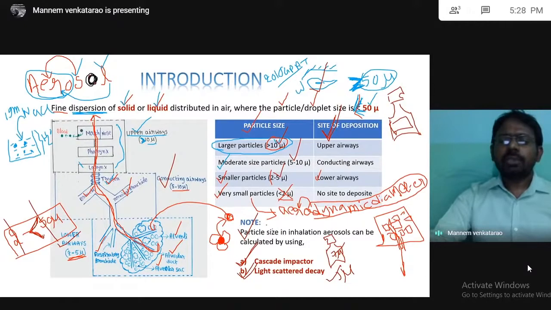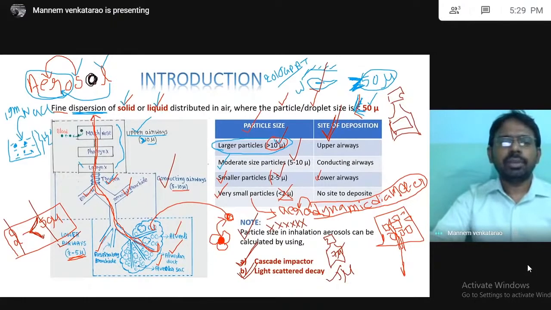This was asked three times in previous GATE papers: which of the following instruments is used to measure particle size in inhalation aerosol? The cascade impactor and light scattering decay. Sir, how could you say whether the particle size is greater than 10 micron, 5 to 10 micron, 2 to 5 micron, or less than 2 micron? By using the cascade impactor or light scattering decay. Only by using these instruments can we calculate the particle size, and then say where it can be deposited and show its activity. With this, the introduction is completed.